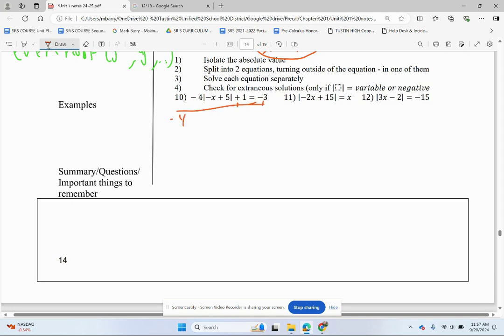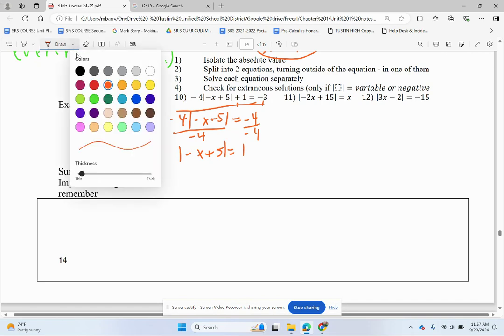So I get -4 times the absolute value of -x plus 5 equals -4. Now, this -4 out front, we are not allowed to distribute that into the absolute value. I know absolute values are kind of like parentheses, but not fully, and so we cannot distribute into them. So instead, what we want to do is divide by -4. So we get the absolute value of -x plus 5 equals 1. Okay, and then we're ready to split this up.